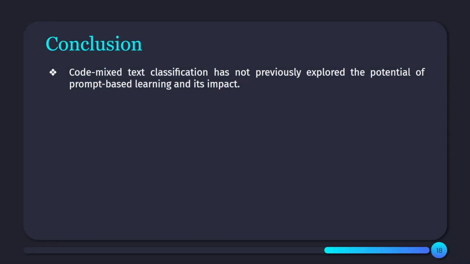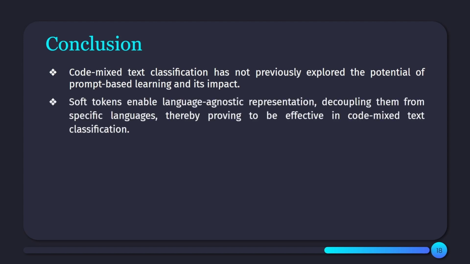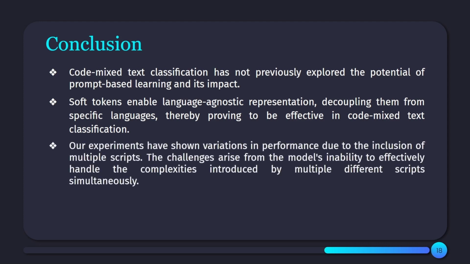Our exploration of code mixed text classification has highlighted the untapped potential of prompt-based learning and its impact in this field. We identified that soft tokens facilitate a language-agnostic representation by decoupling the models from specific languages, thereby proving to be effective in code mixed text classification. Our experiments have revealed performance variations caused by the inclusion of multiple scripts, as the models struggle to effectively handle the complexities introduced by diverse scripts.